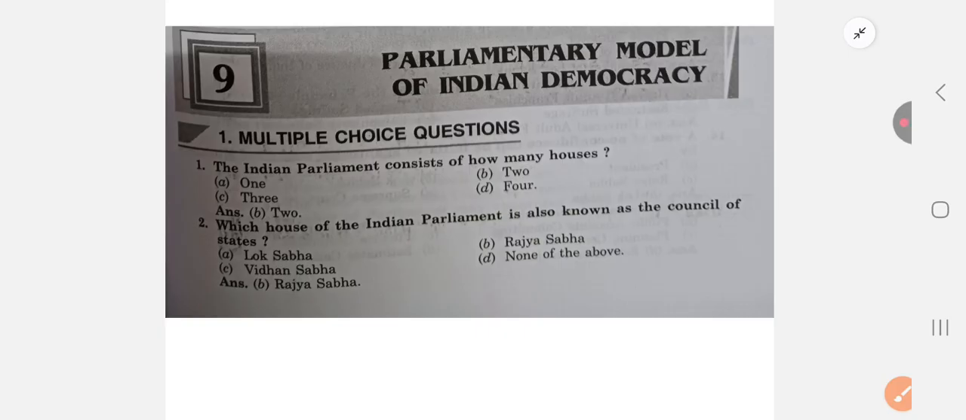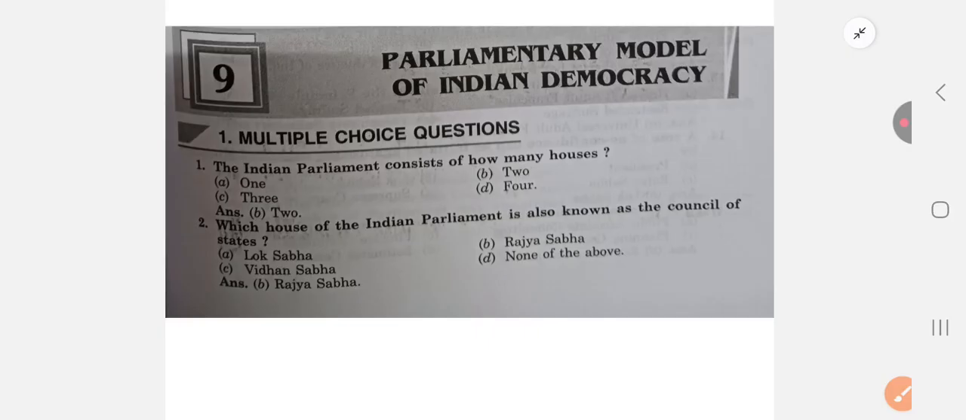Today's topic is parliamentary model of Indian democracy. Before we begin the question answers, let me explain you a little about parliamentary model of Indian democracy.